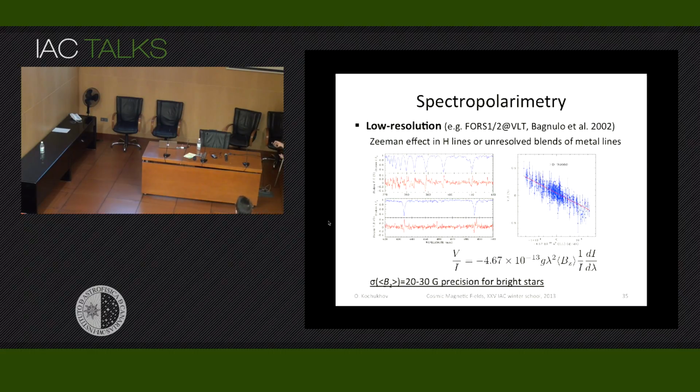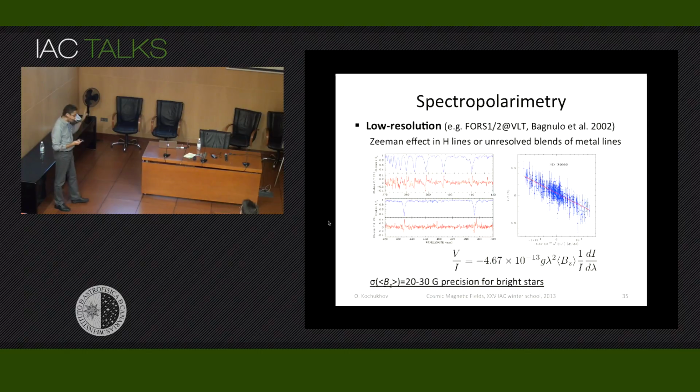So I'm again writing this formula, weak field approximation, and establish the mean line of sight component, the longitudinal field, by comparing V divided by I to the derivative of I. And this linear correlation is illustrated here. So the presence of correlation between these quantities, V and the derivative of I, is the signature of the presence of the field. In this case, it's a fairly strong field, several kilogauss. But this technique has been used to measure fields down to maybe 20 or 30 Gauss.